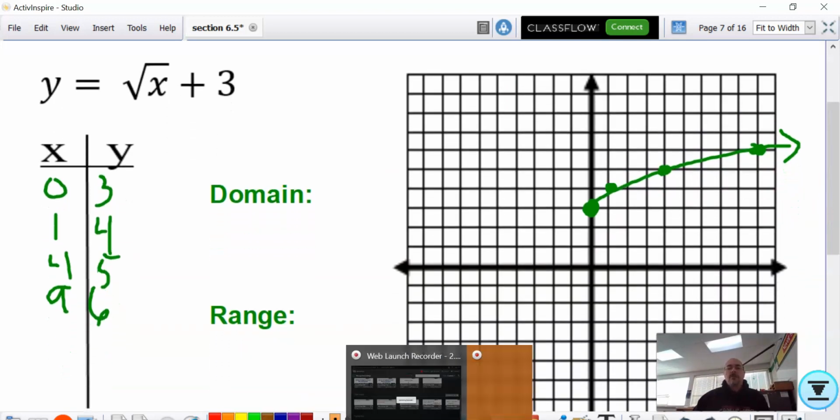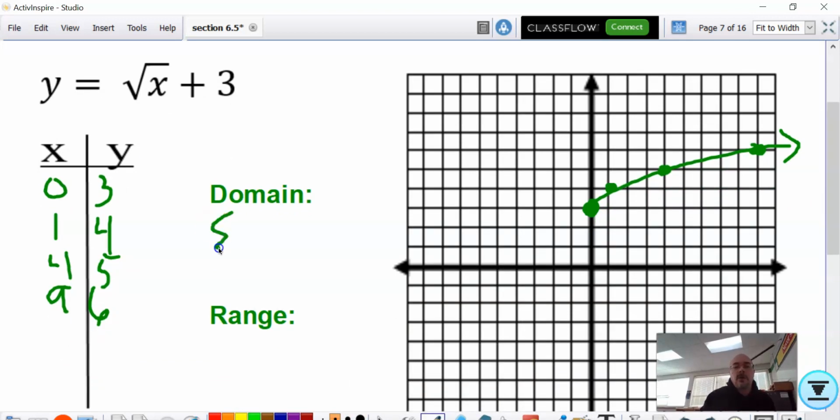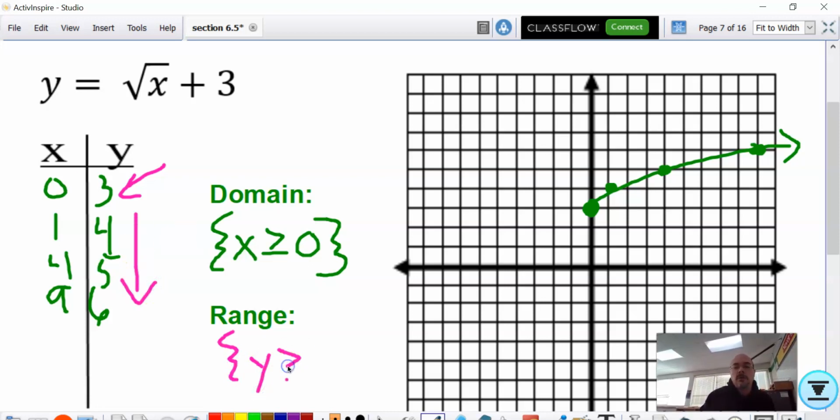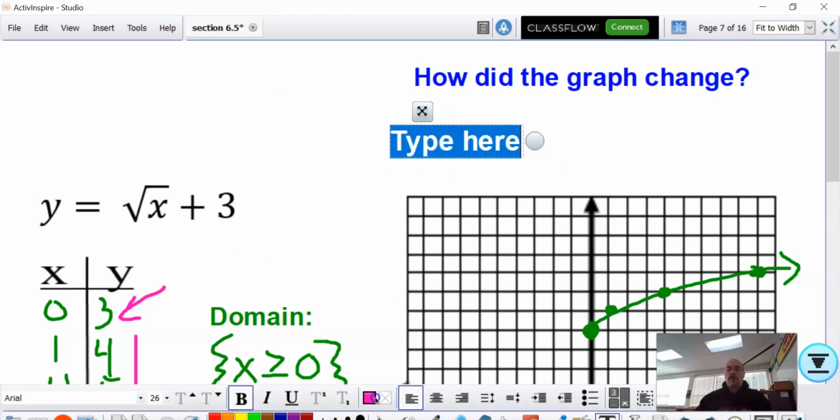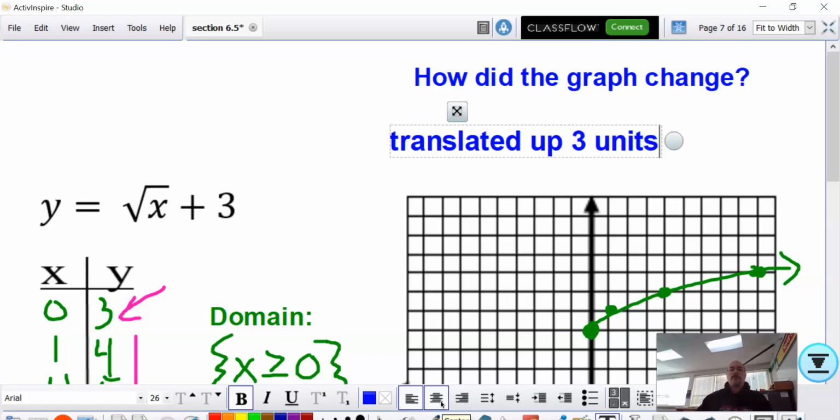So the domain on this one, it starts at 0 and gets bigger. So the domain is x is greater than or equal to 0. But now the range changed, everybody. Notice it starts at 3. So the range starts at 3 and gets bigger. So y is greater than or equal to 3. And what did this one do, ladies and gentlemen? Well, this one translated up 3 units. The plus 3 at the end translated it up.